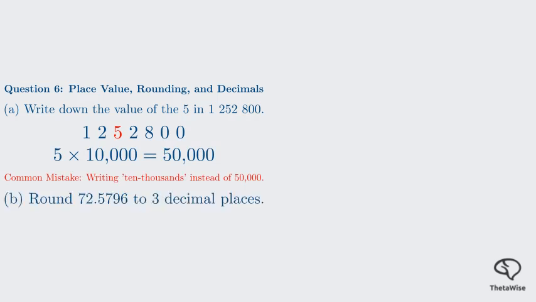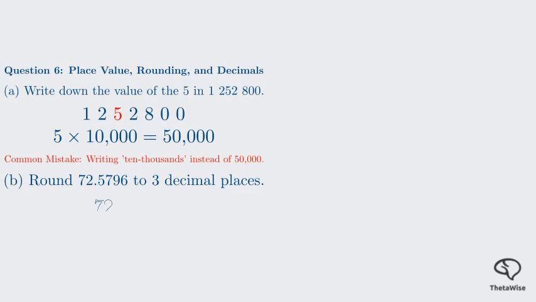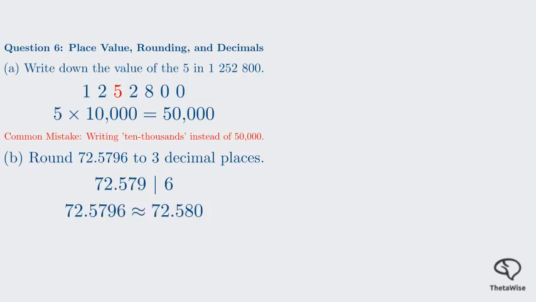Part B asks us to round 72.5796 to 3 decimal places. We count 3 digits after the decimal point, 5, 7, and 9. We look at the 4th digit, which is a 6. Since 6 is 5 or greater, we round the 9 up. Rounding 9 up makes it a 10, which carries over to the 7. Our answer is 72.580. We must include the 0 to show it is correct to 3 decimal places.